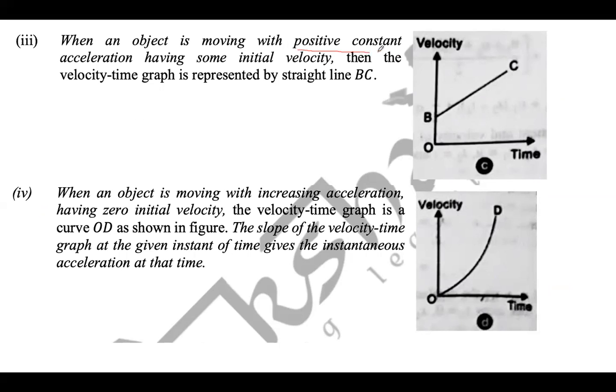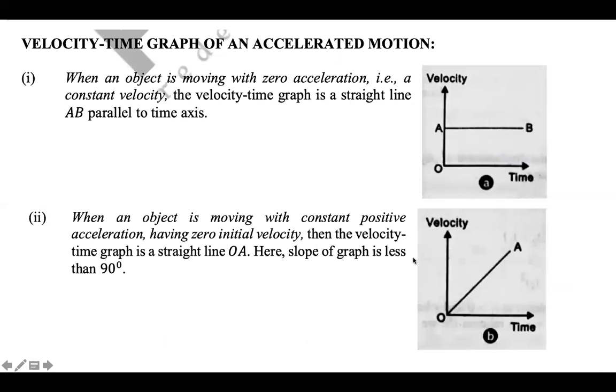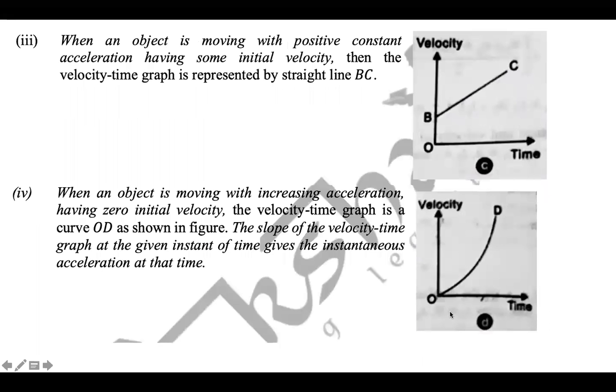ठीक है ना? तो ये positive constant acceleration having some initial velocity. पुराने वाले इसमें देखेंगे तो initial velocity यहाँ पे 0 है. For this motion, the initial velocity is 0. That's why at time t is equal to 0, the velocity is 0. Now, in the other case here, if you see, the initial velocity is not 0. At time t is equal to 0, the velocity is some value. Let's say it is u.